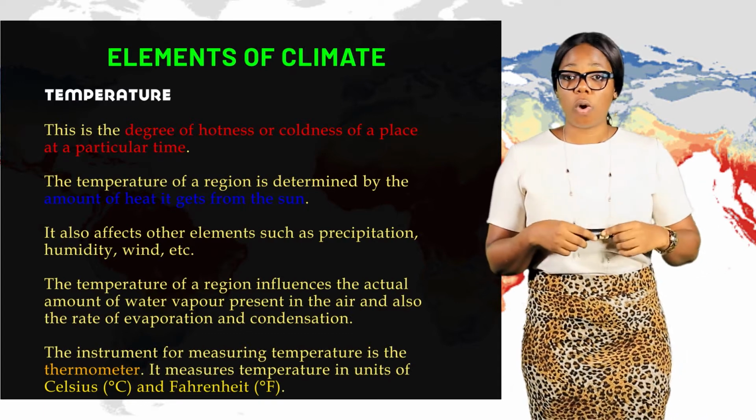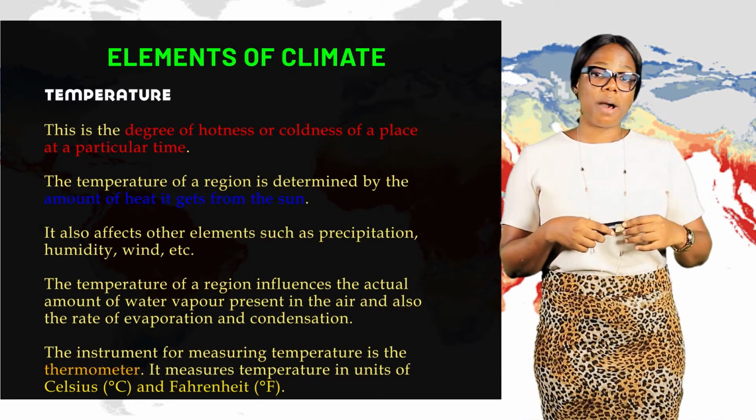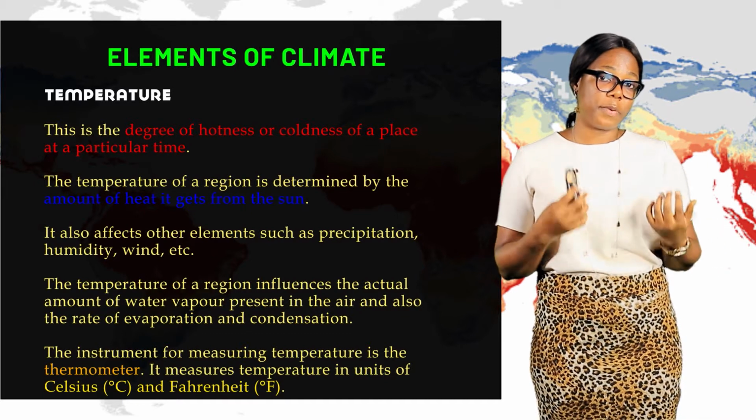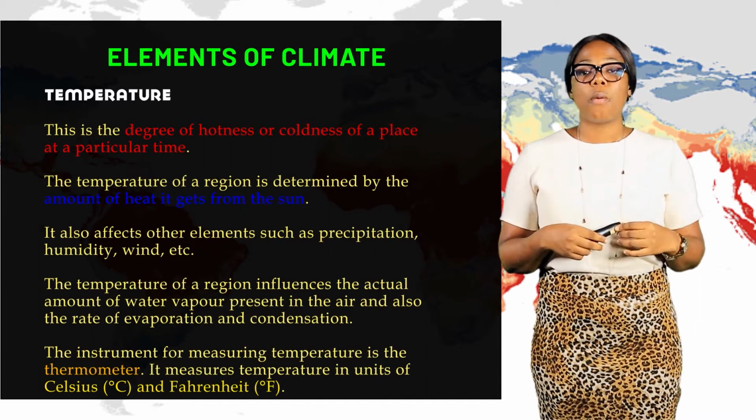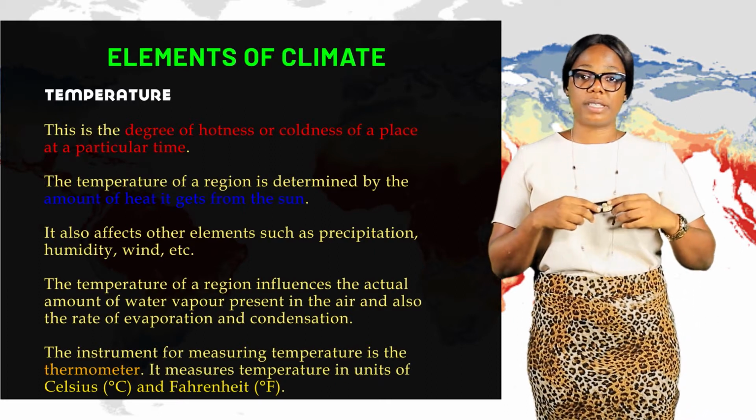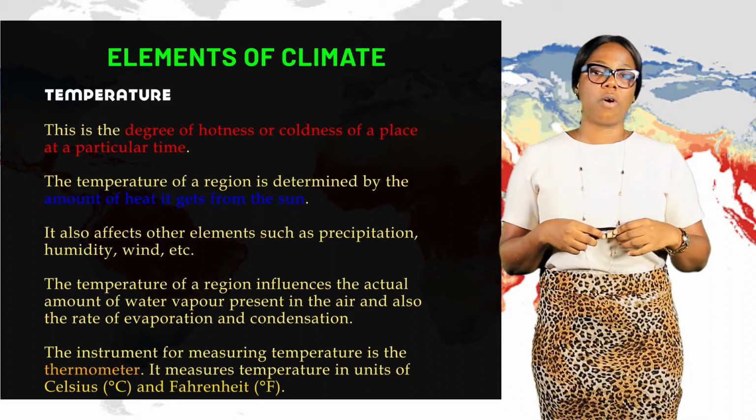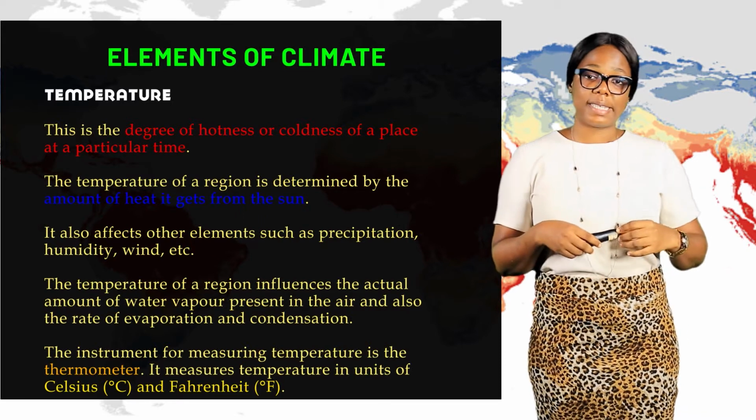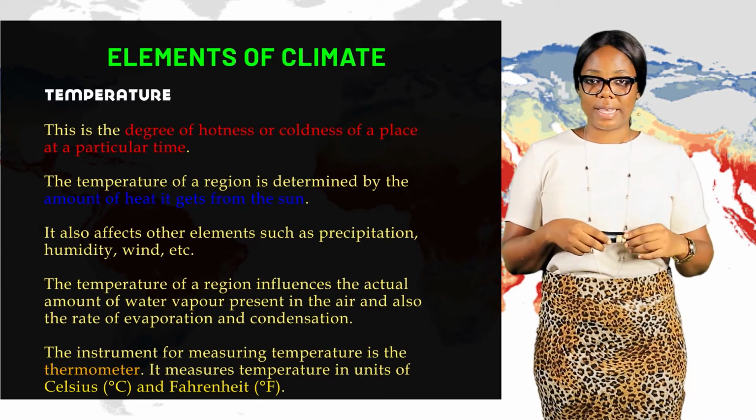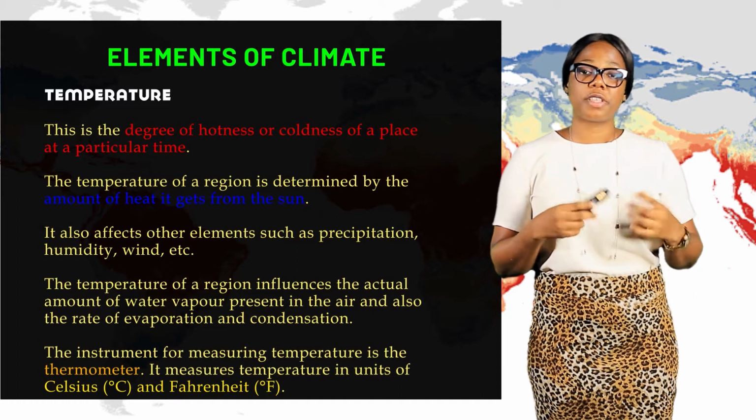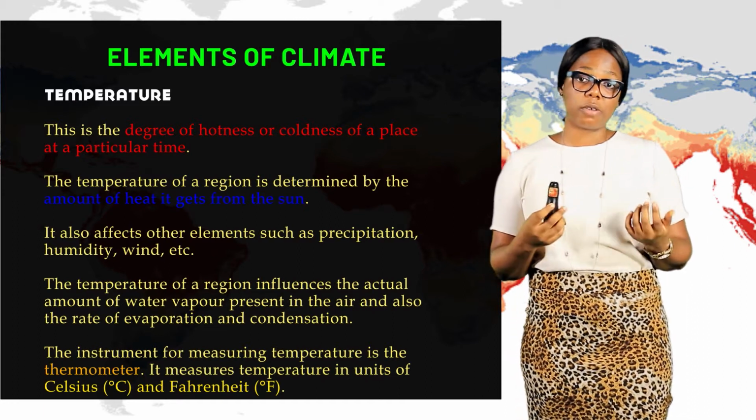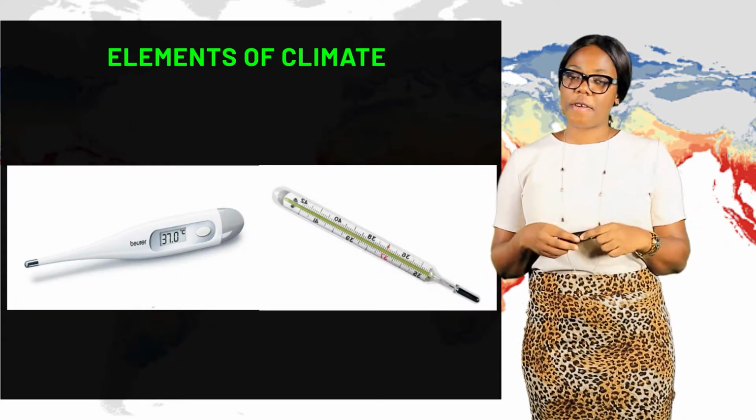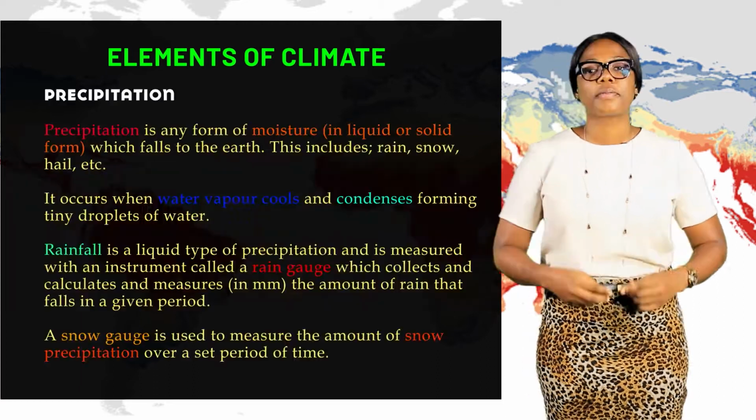If a region is cold or hot, it affects the amount of water vapor in that area. It also affects the rate of evaporation and condensation. And we all know that evaporation and condensation lead to the processes of precipitation. The instrument used for measuring the temperature of a region is the thermometer. It measures temperatures in units of Celsius and Fahrenheit. These images show different types of thermometers.